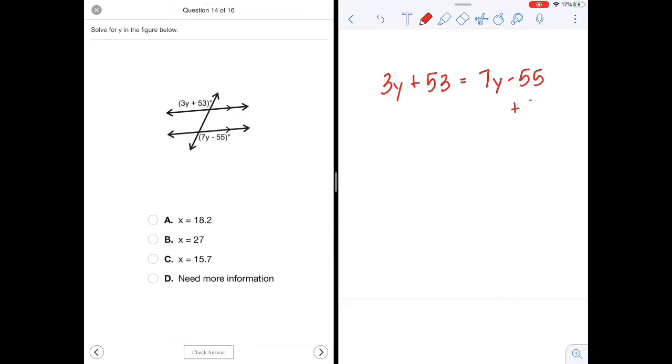All right, so I'm going to add 55 to both sides. And I get 3y plus 108 is equal to 7y.